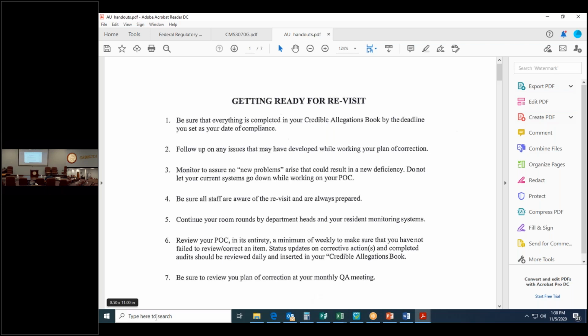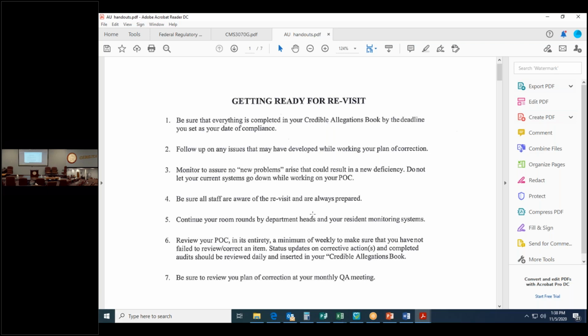Follow up on any issues that have developed while working on your plan of correction. Monitor to assure no new problems arise. So anytime there is a deficient practice, even though it may be identified for just one person, you want to go back and look at each person you serve to see if they're in the same arena with this person that received the deficient practice. So look at the whole scope of practice to make sure you don't have anyone else that could be deficient in that area.